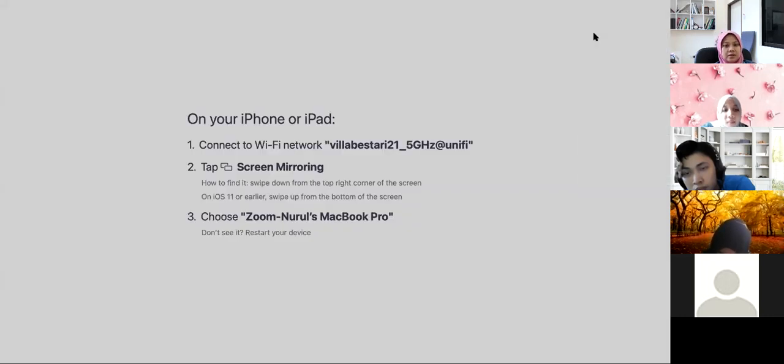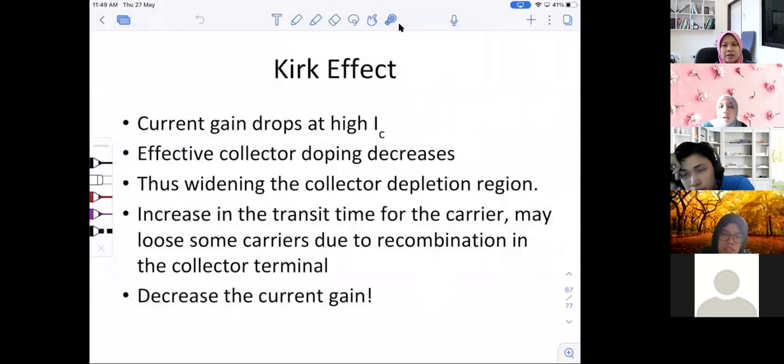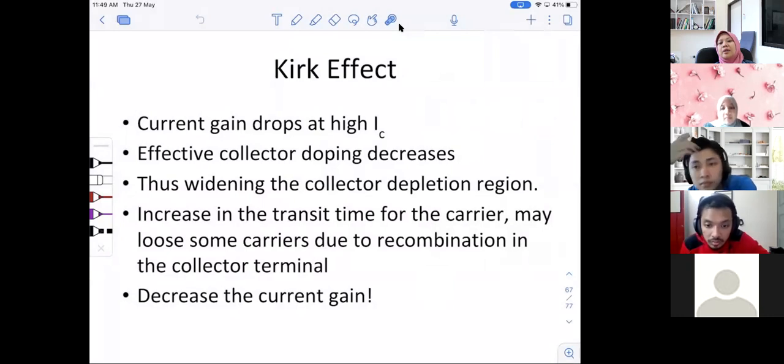Alamak, I can't hear, how? When the current is high, then the doping can also increase. Can you say the whole sentence clearly from the beginning? Because at the ends of the sentences I can't hear. Can you repeat again? Why did you say yes, Aina?